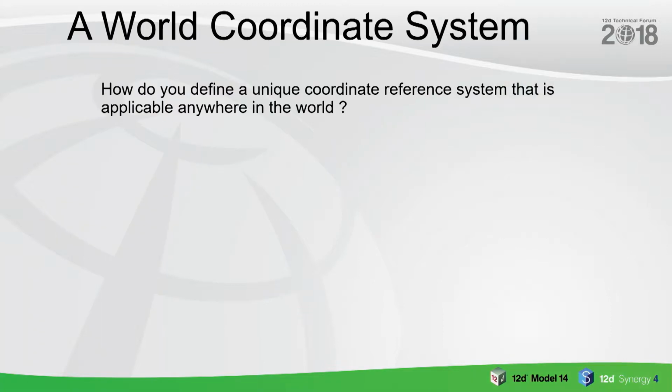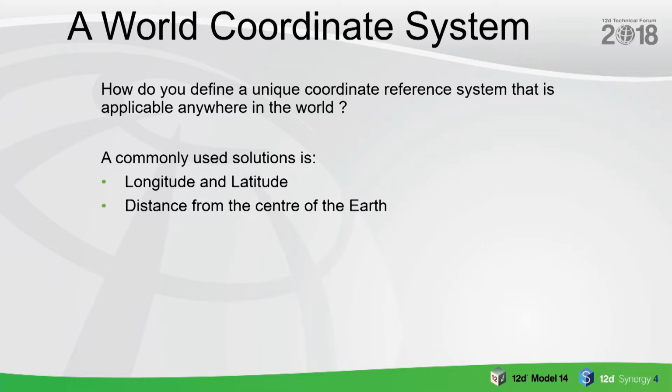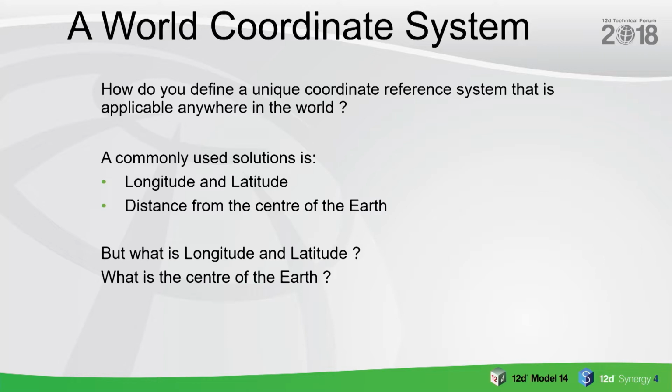First, a world coordinate system. How do we define a unique coordinate reference system that is applicable everywhere or anywhere in the world? If you're working with large projects, this is exactly what you need. And the most common solution has been longitude and latitude and, say, distance from the centre of the Earth. But what on earth is longitude and latitude? How do you define that? And what is the centre of the Earth?